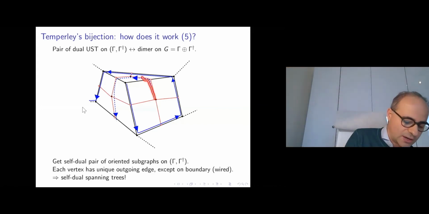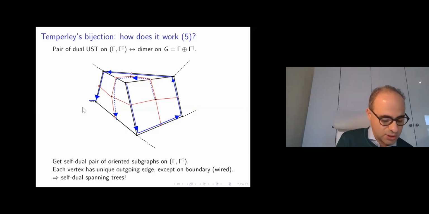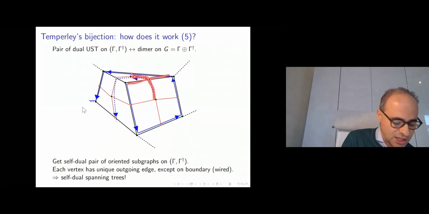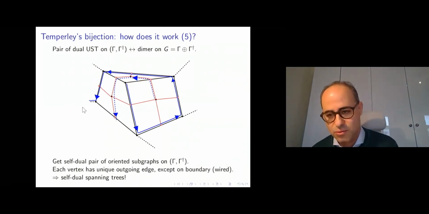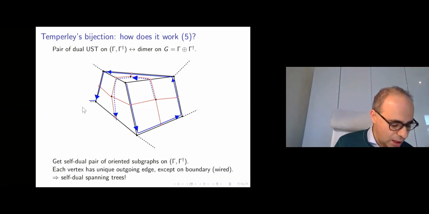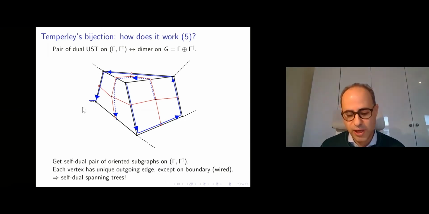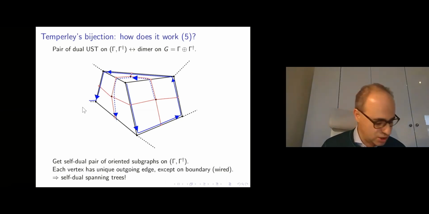So you cannot have one edge like that and one edge like that. They cannot cross, simply because if you had both this edge and this edge, it would mean that this vertex would be connected to more than one dimer. So that's just not possible. And so these subgraphs are self-dual to one another. And moreover, every vertex has exactly one outgoing edge corresponding to the unique dimer attached to it, basically.